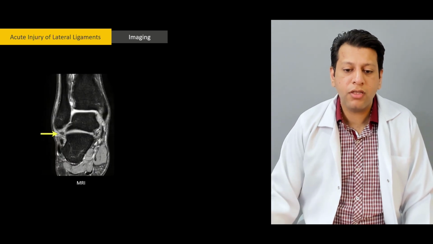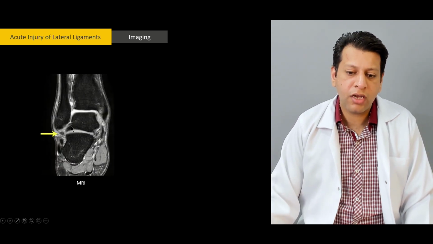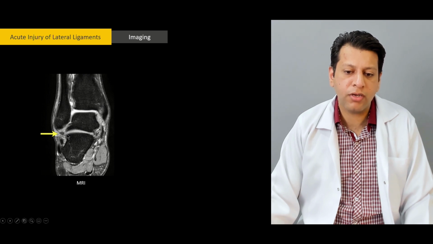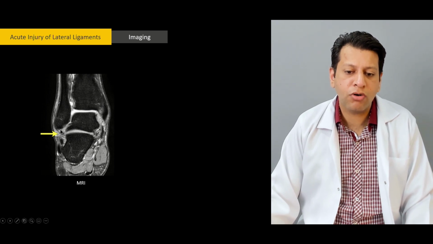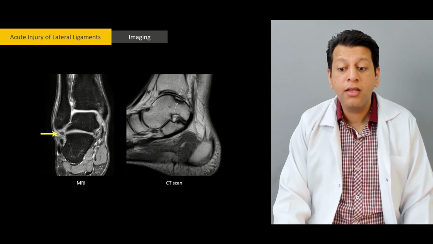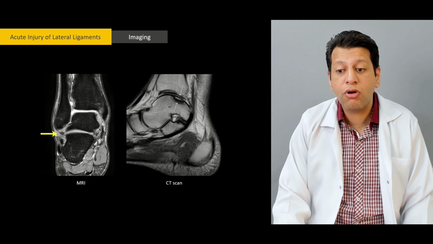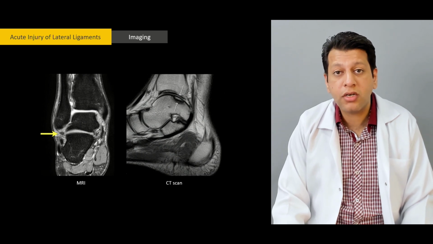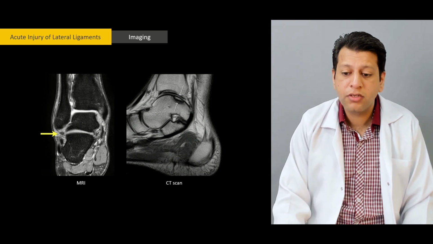Now, if you see this MRI, you can definitely appreciate that this is the talofibular ligament which is torn right over here, and the calcaneofibular ligament appears to be torn as well, and you can appreciate there's a lot of edema just below the lateral malleolus. Sometimes a CT scan would show osteochondral defects which may be associated with these ligamentous injuries.